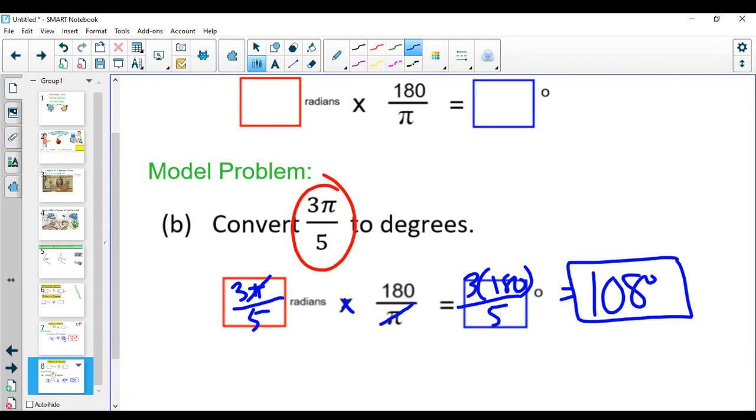But right now, we're going to do back and forth from radians to degrees today. All right, so good luck. And just follow the model problem and the formulas. All right, have fun.